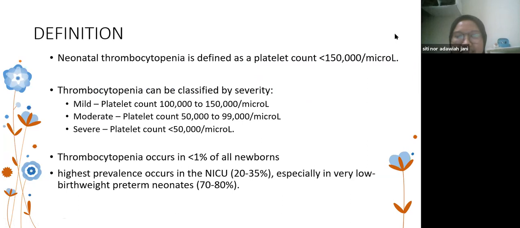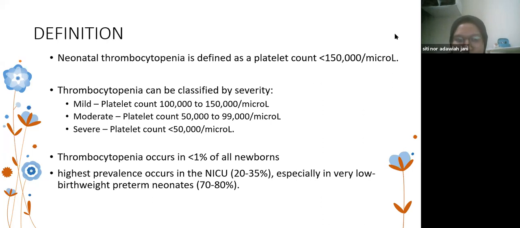Okay, next slide. For definition, neonatal thrombocytopenia is defined as platelet count less than 150,000 per microliter. And thrombocytopenia itself can be classified by its severity, where mild thrombocytopenia is platelet count 100 to 150,000. Moderate is platelet count 50 to 99,000, and severe thrombocytopenia is platelet count less than 50,000, all per microliter. And severe thrombocytopenia is also associated with increased risk of bleeding and also results in morbidity and mortality.